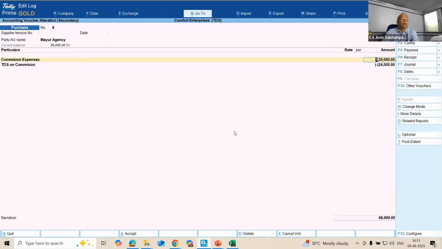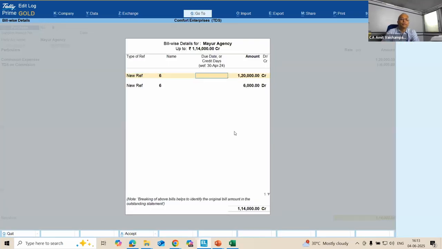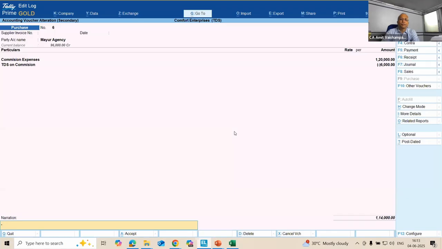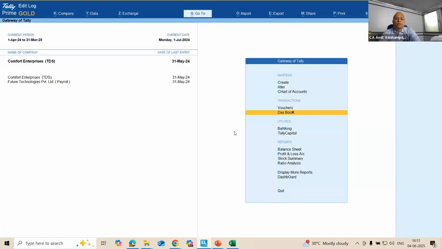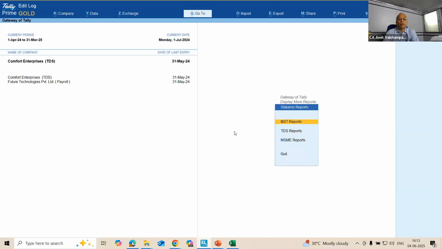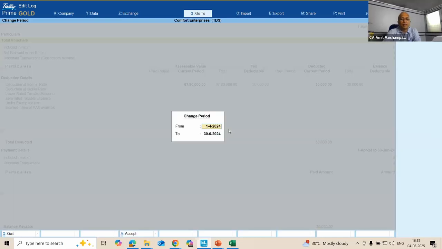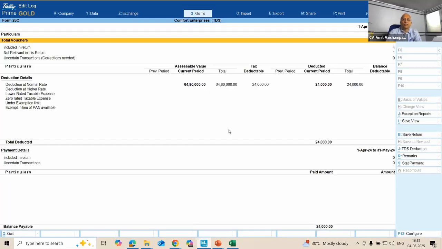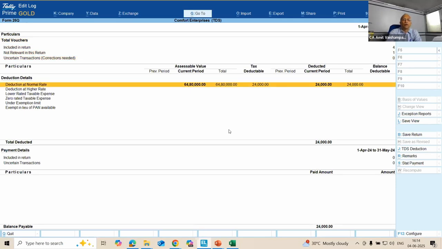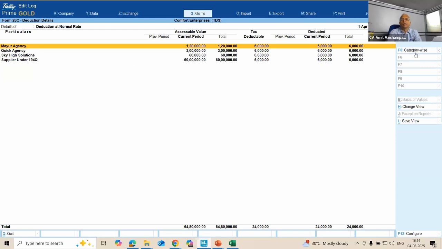Now I'm overriding these amounts, and I shall override this amount as minus 6,000 rupees only. Right? I have corrected the transaction. I go back to my statutory report, TDS report 26Q, and you can see it for the month of April. There is no excess, there is no uncertain transaction. All the transactions are here. I can see it party wise, I can see it category wise. This is how it gets corrected.